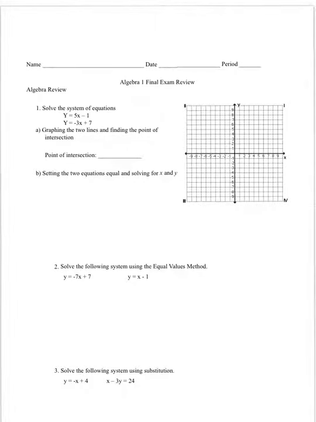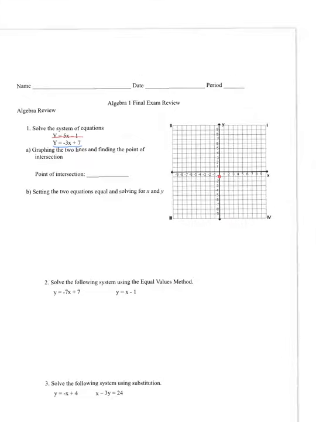The first question asks us to solve this system of equations by graphing the lines first and then looking at the point of intersection. I'm going to graph y equals 5x minus 1 in red.